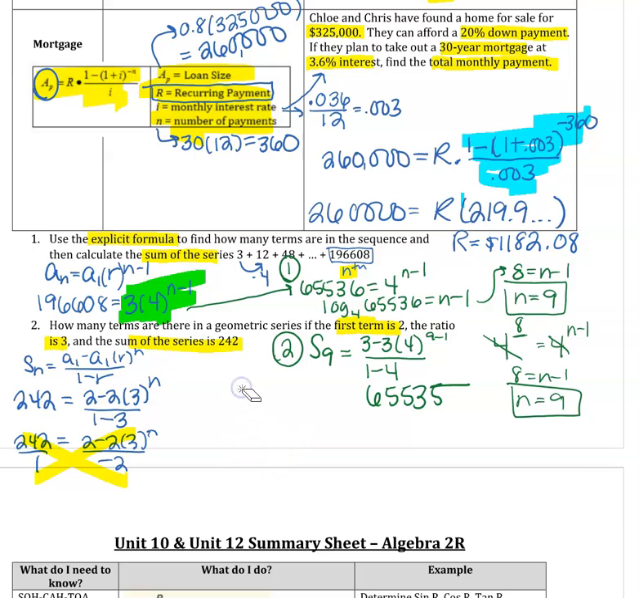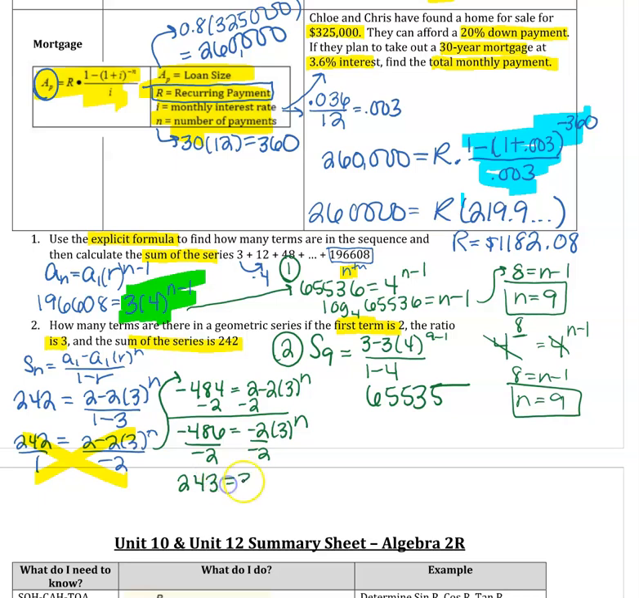I'm going to delete this line. All right, so that leaves me with negative 484 equals 2 minus 2 times 3 to the n. I got rid of the fraction. Now I'll subtract 2. And then divide by negative 2. So this would be positive 243.